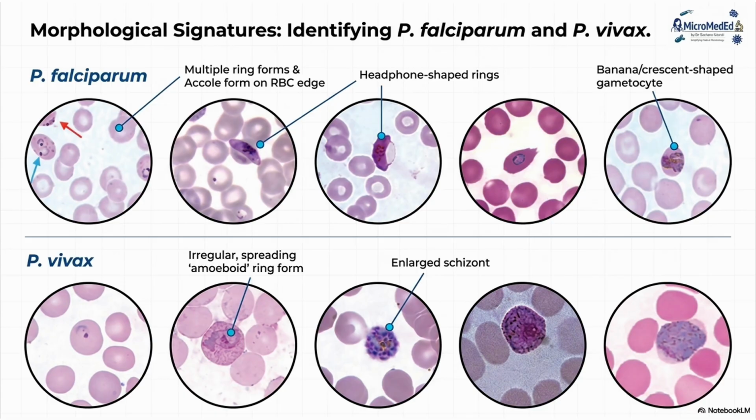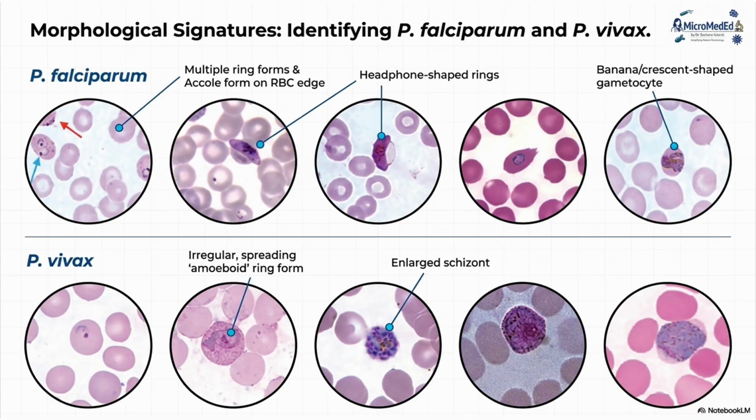But the thing one has to understand here is how they appear. In falciparum malaria, the ring forms are multiple. The RBC remains normal in size, and there is a gametocyte that is of banana shape. Schizonts are generally not present in the peripheral smear. But in case of vivax, the RBC will be enlarged. It affects young RBCs. The difference we are going to discuss in the next slide.